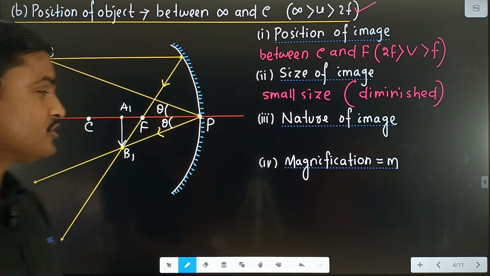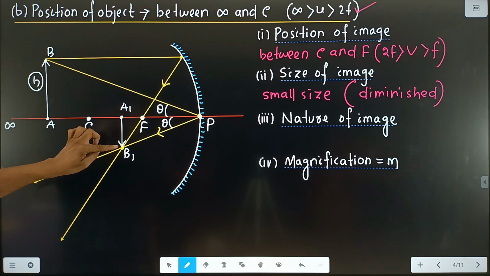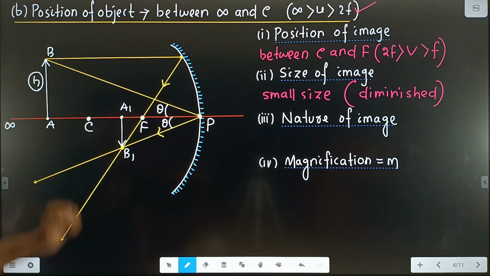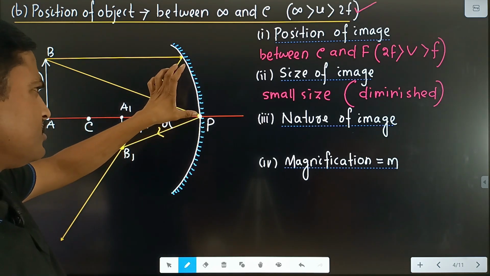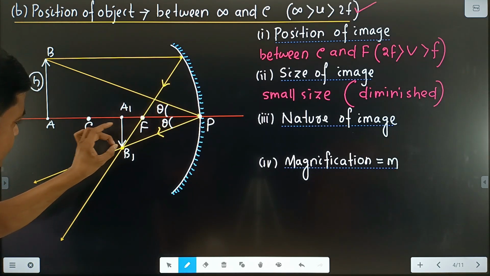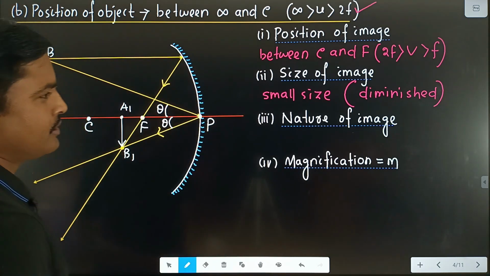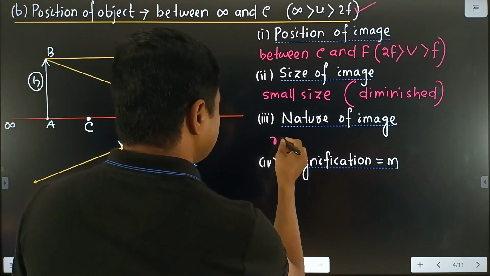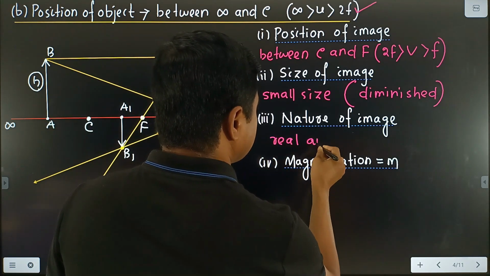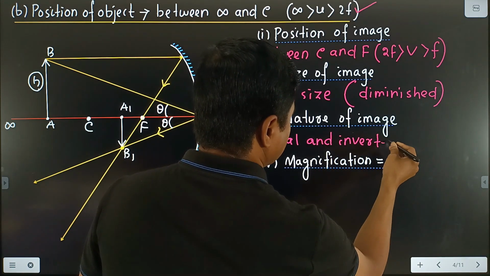Clear? Then what is the nature of the image? This one is the head of the object, this one is the head of the image, that means the image is inverted. And here both the reflected rays converge with each other and actually meet at point B1. So that is real. That means we write the nature of the image is real and inverted. Clear? That is real and inverted.